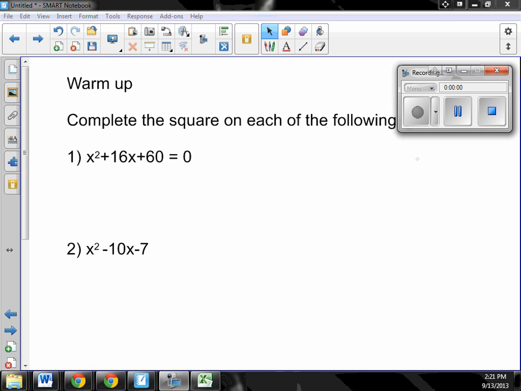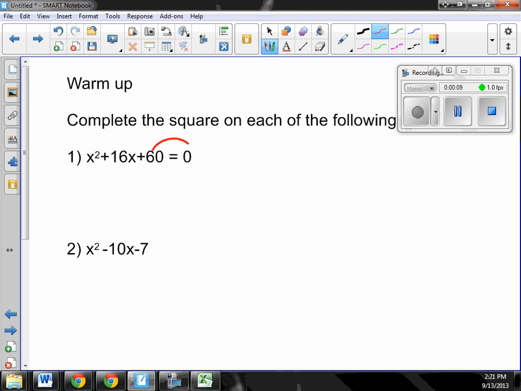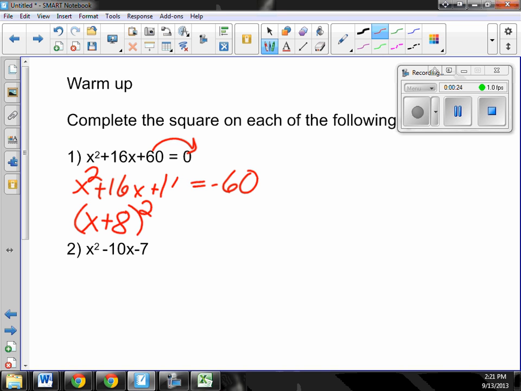Okay, our first step in completing the square is moving that constant to the right side of the equation. So minus that 60, x squared plus 16x equals negative 60. Then I'm finding a number that's half the middle term, so 8, and I square that. I add 64, not 16, 64 to both sides, and I end up with 4.